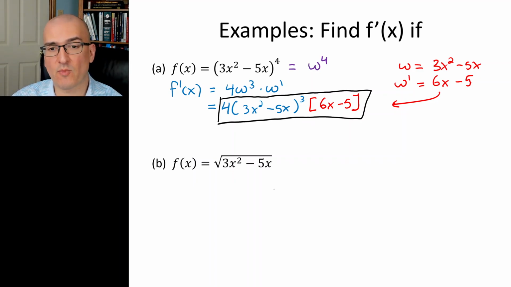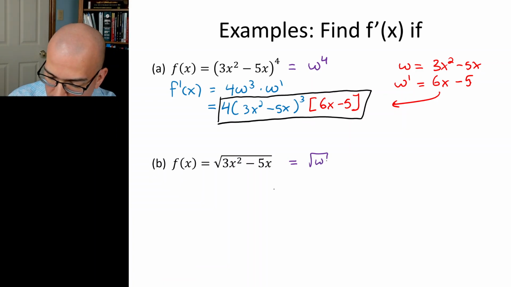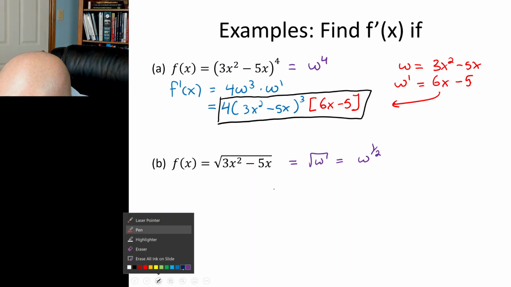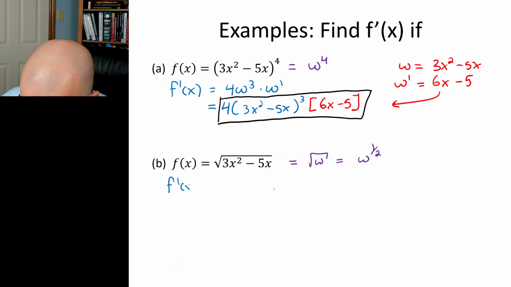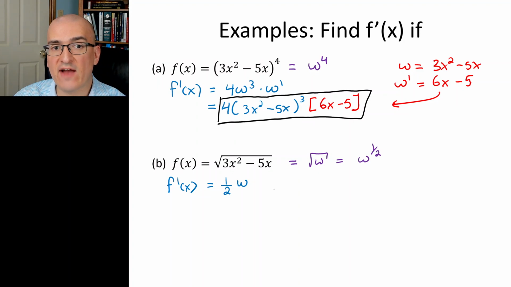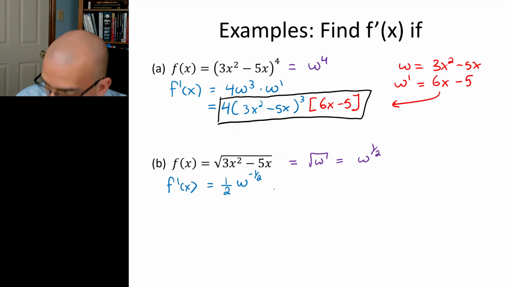The next one we're going to do the same way. I'm going to start by calling this square root of w, and then saying, wait a second, that's just w to the 1/2. So we can use a power rule for part of our chain rule. Now take the derivative. So the 1/2 will come down. We'll have w to one lower power. So 1/2 minus 1, which is negative 1/2, multiplied by w prime.